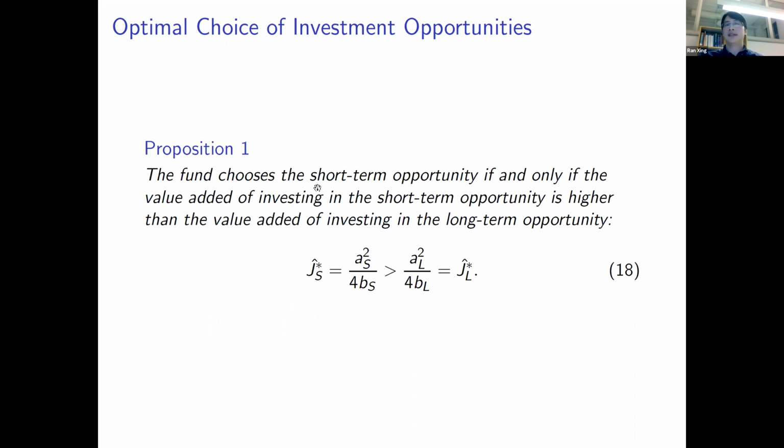That is, the fund chooses the short-term opportunity if and only if the value added of investing in the short-term opportunity is higher than the value added of investing in the long-term opportunity. So here we can see the value added depends not only on the alpha, that's the AS square, but also on the price impact of BS. Different from using alpha directly as a measure, using value added you also take the price impact cost into account. That is the key to understanding the decision of choosing investment opportunities at different investment horizons.